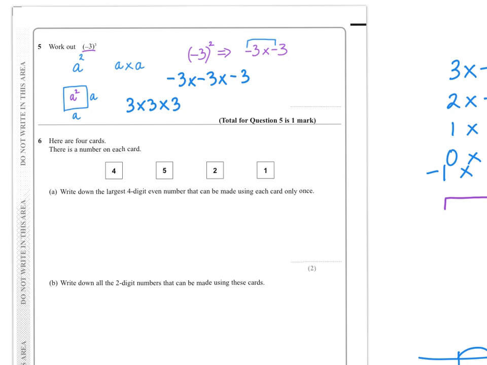And we can work that out. That's 3 times 3 is 9, times 3 more is 27. But all we have to do in this situation is think, what is a negative times a negative? Well, from the previous example, we showed that that was a positive.